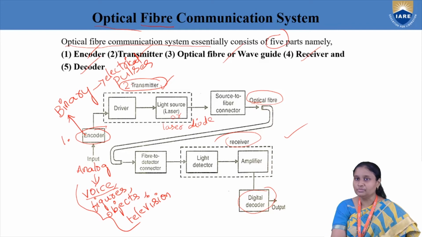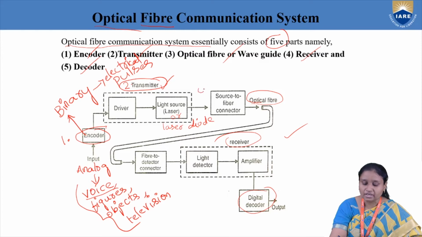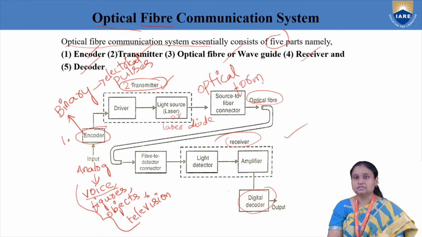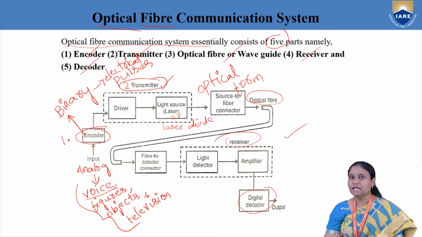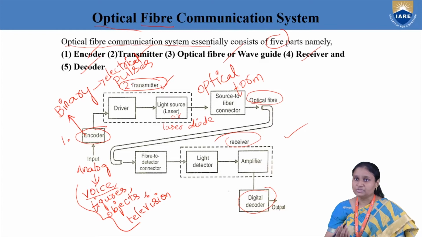So finally, the information is converted into optical form. So out of our transmitter, we'll have our information in optical form, or optical signals. The encoder first converts our analog data into binary data, and the transmitter converts that binary data into optical form.